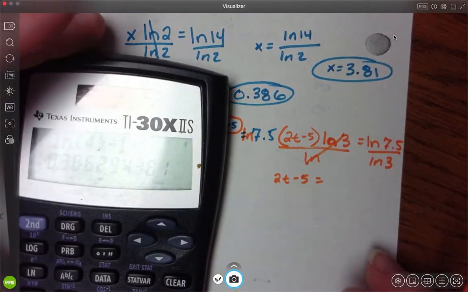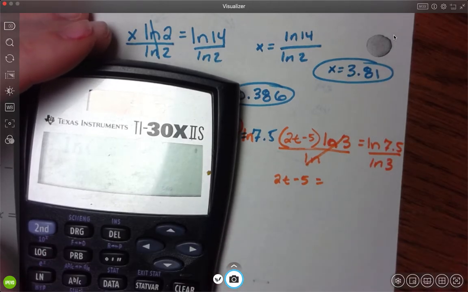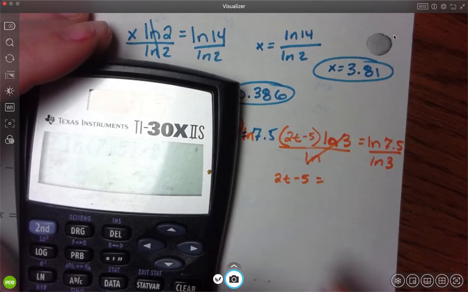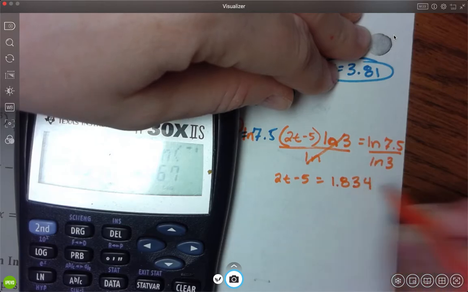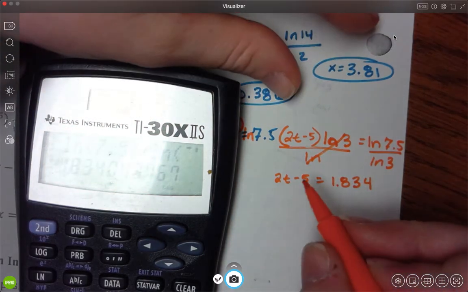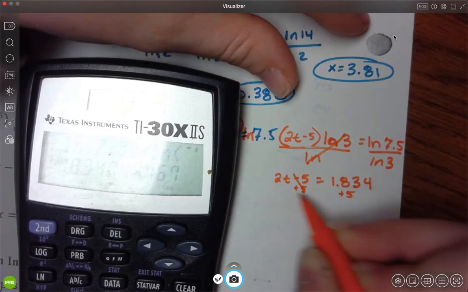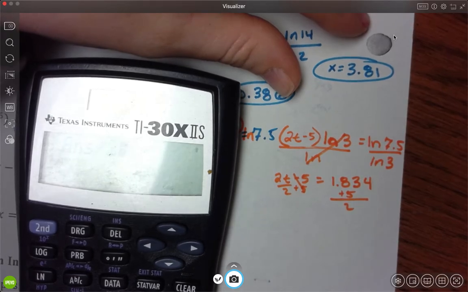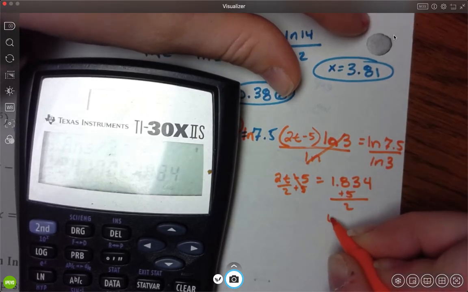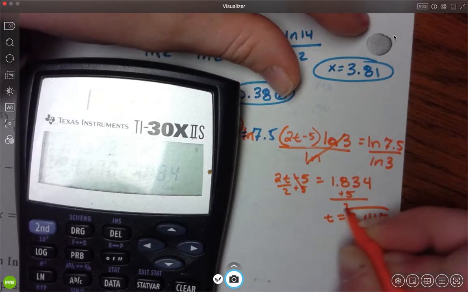I'm going to go ahead and type that in. Okay, ln 7.5, close parentheses, divided by ln of 3. And I get 1.834. Okay. Then I need to solve for t, so I'm going to add the 5 and then divide by 2. So plus 5 divided by 2, and I get t is going to be 3.417. That is what my t is.